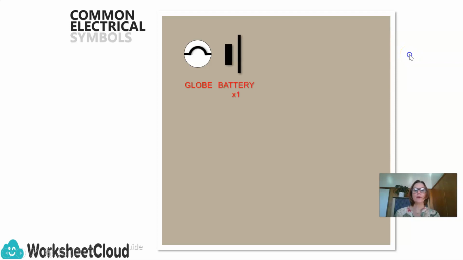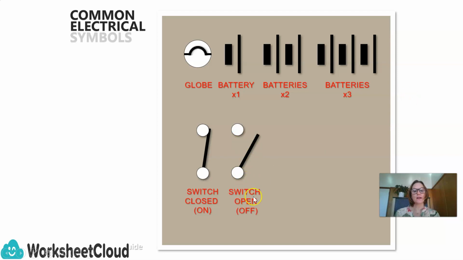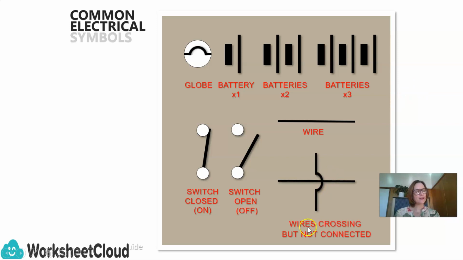So there's our battery, there's 2 batteries connected, and there's 3. That would be a single cell on its own. 2 or more cells connected together make a battery. There's our switch. It is closed, so our switch is on. There is our switch. It is open, so our switch is off. So it's off right now. There is our conducting wire. And here we have something interesting.